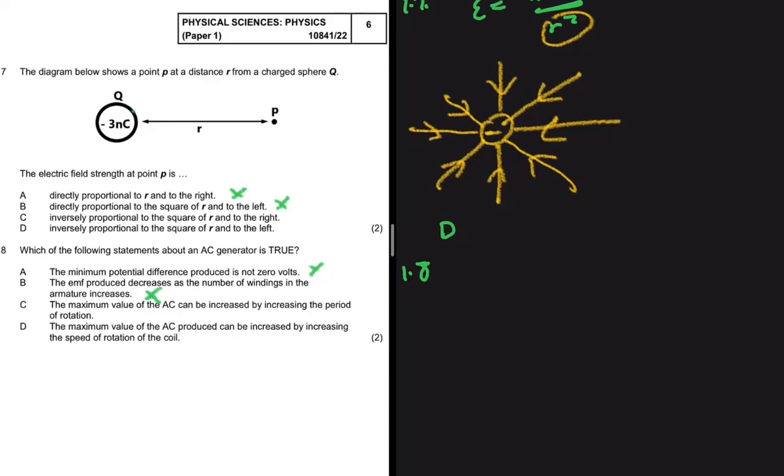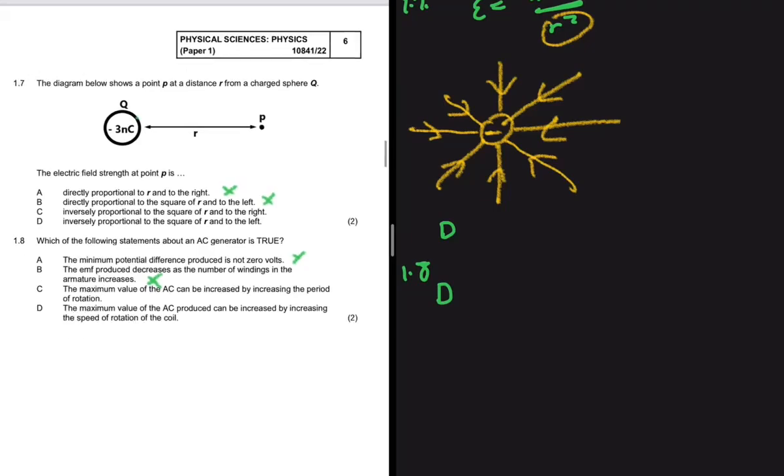And then I realized that increasing the period of rotation is increasing the time it takes for one cycle to be completed, because period is the time it takes to complete one cycle. So if you increase the period, it means that you are now rotating very slowly, and that cannot increase the EMF. So by elimination, our answer is D. It also makes sense. The maximum value of the AC produced can be increased by increasing the speed of rotation of the coil. So 1.8 is our correct answer.